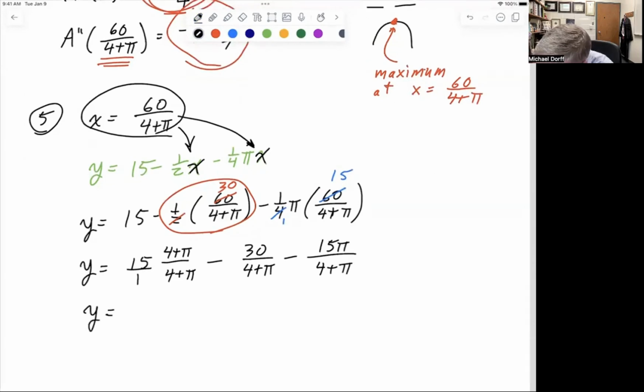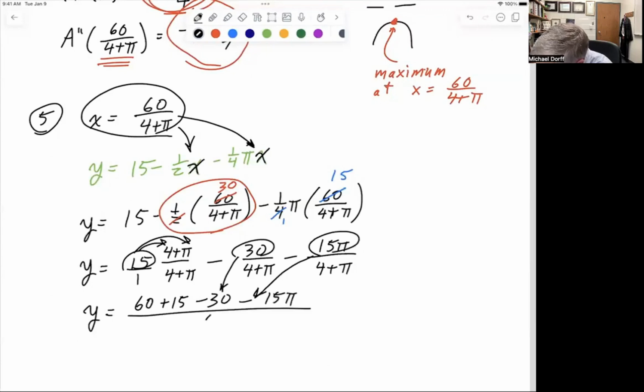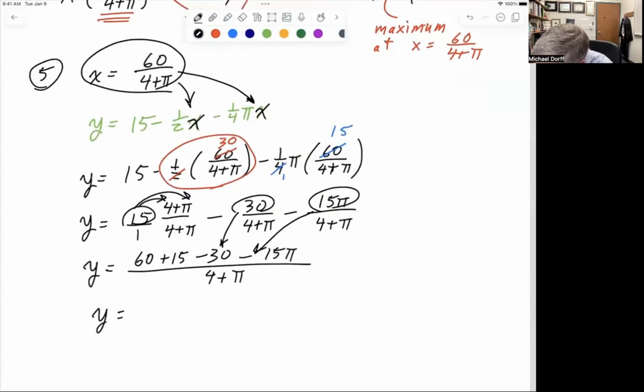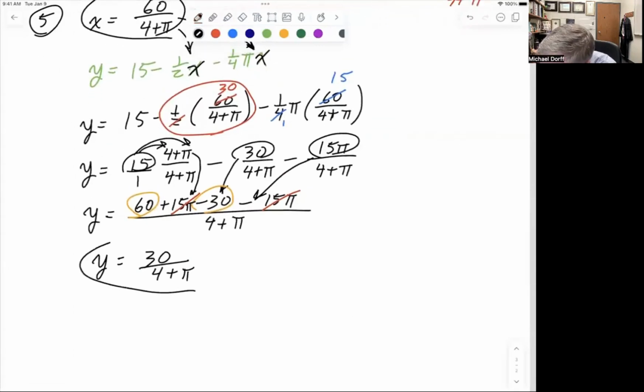So keep working here. Got this 15 distributed to these two terms. So I've got 15 times 4 is 60, plus 15 pi, minus 30 from here, and then minus 15 pi, all over (4 plus pi). So y is going to equal the 60 minus 30, which gives me 30. And I have a pi here, that was 15 pi, and the 15 pi minus 15 pi go away. And so in the denominator, I have 4 plus pi. And so that's my y value.